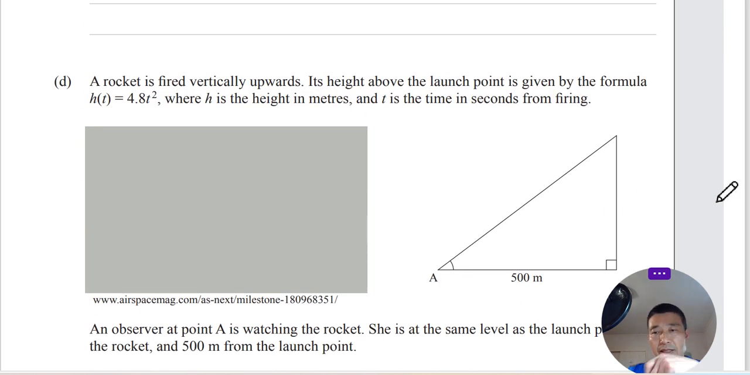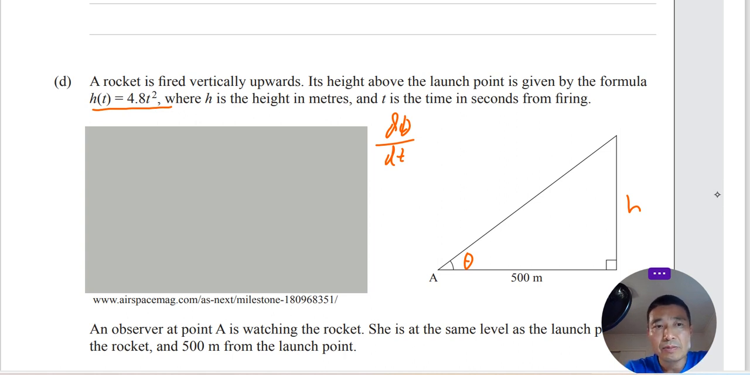Alright, so this triangle diagram helps. She's at A, so we are finding theta, right? Now the aim for this question is to find dθ/dt, isn't it? To be able to find dθ/dt, we have to use this h(t). So this is h. We've got to find the relationship between h and theta. That's the key. I always emphasize, that's what you have to find.